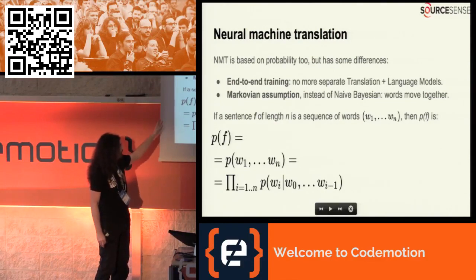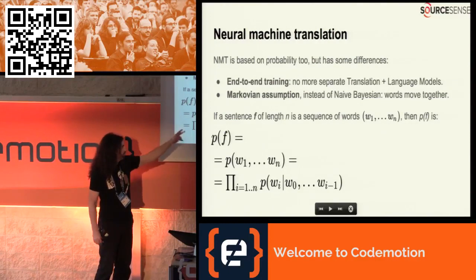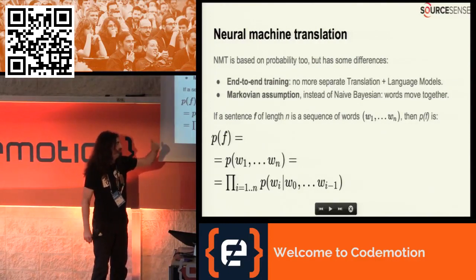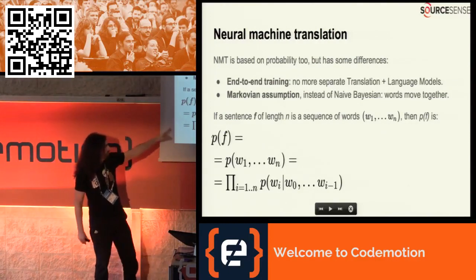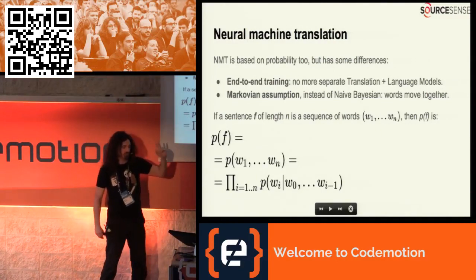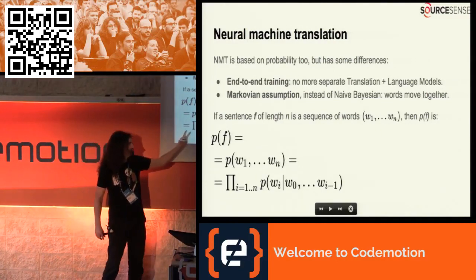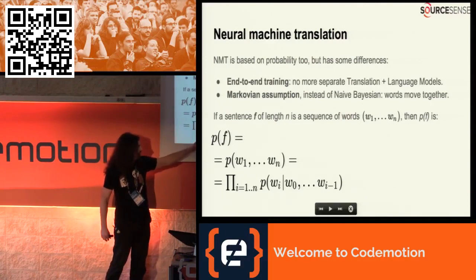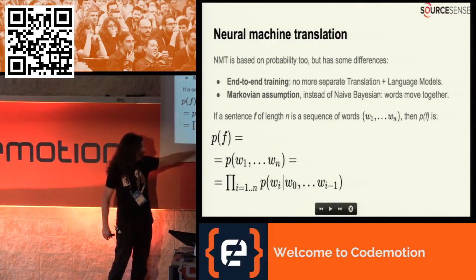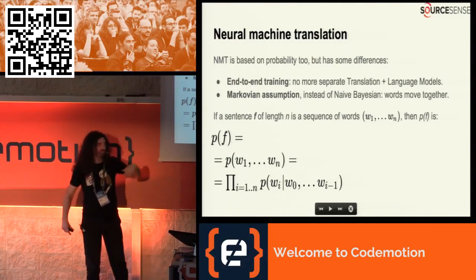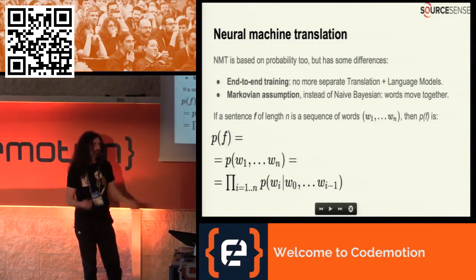So in mathematical terms, that means a sentence f of length n is a sequence of words, w1, w2, w3, wn. The probability of the sentence can be modeled as the probability of having a sequence of words. And it is a productory, a product of the probability of having a certain word, conditioned by the fact that we observed the full history of words coming before. This is called conditional probability.